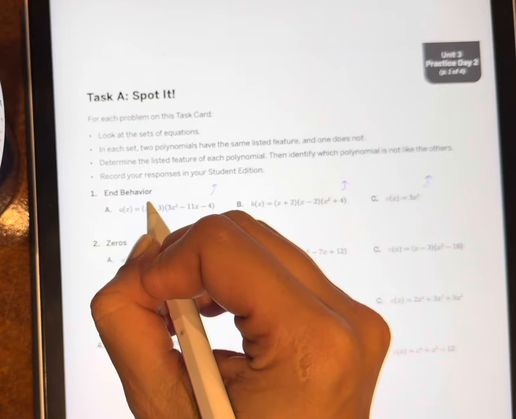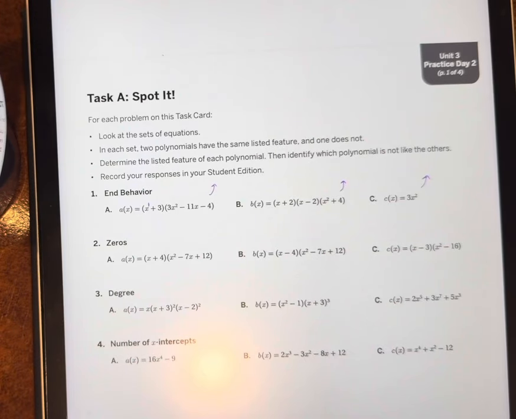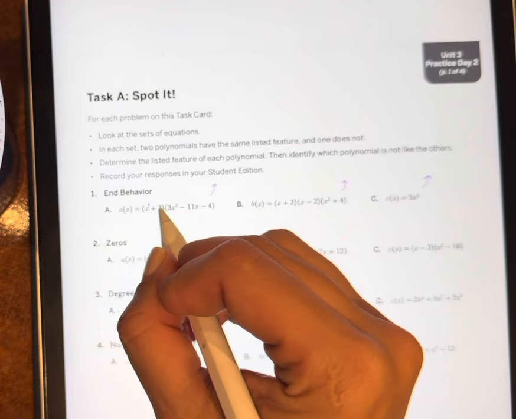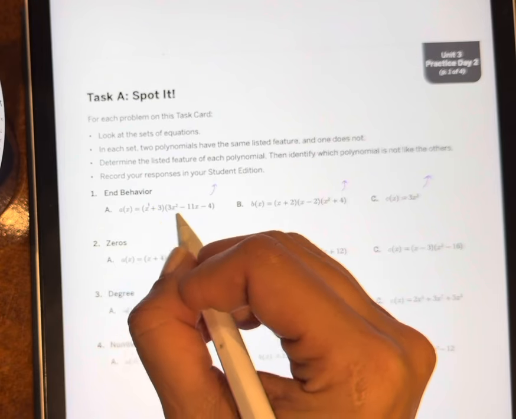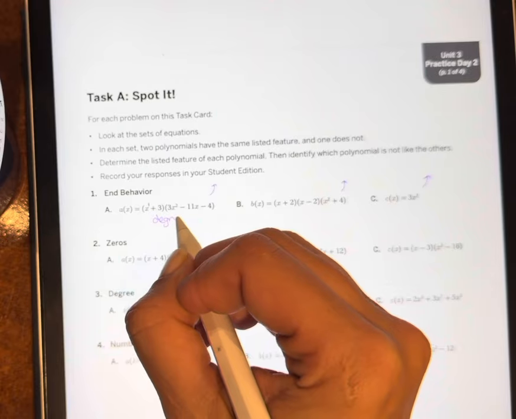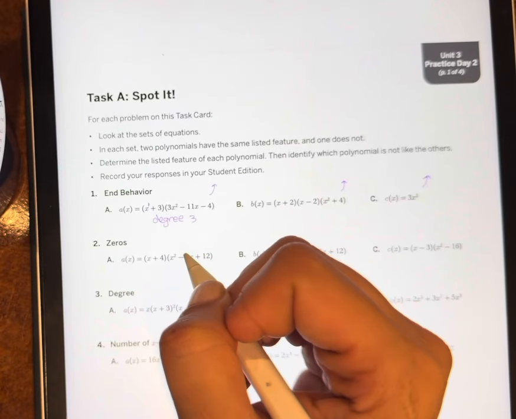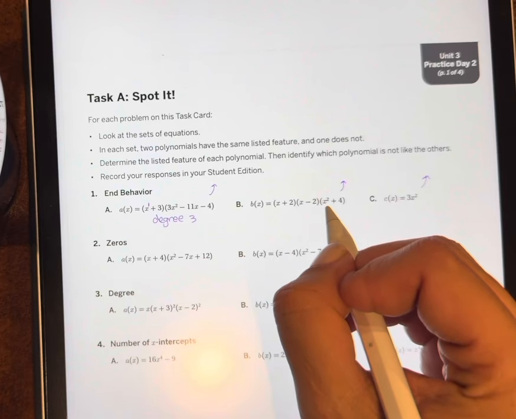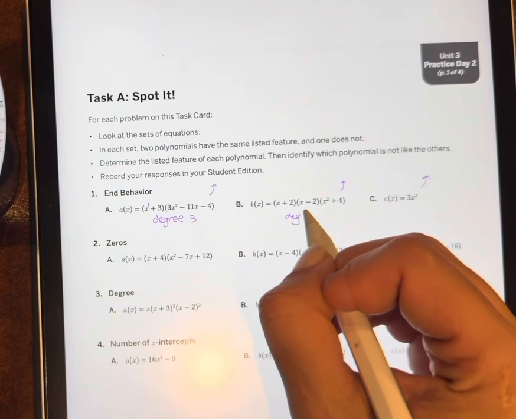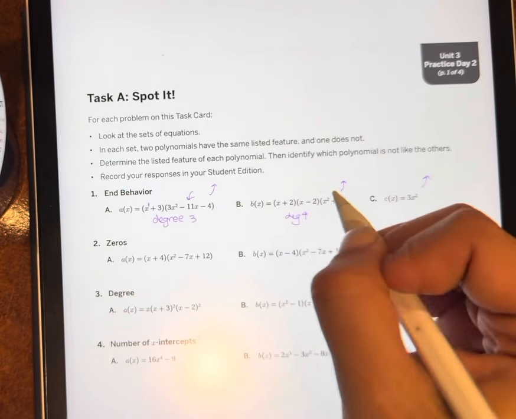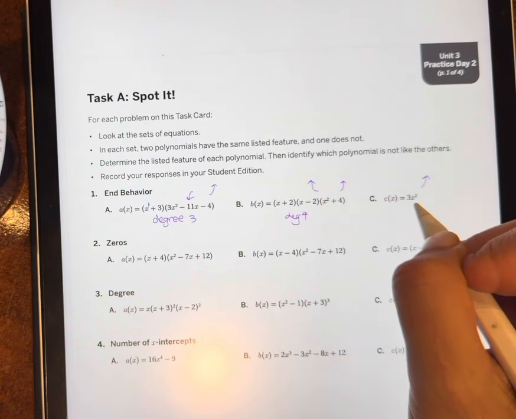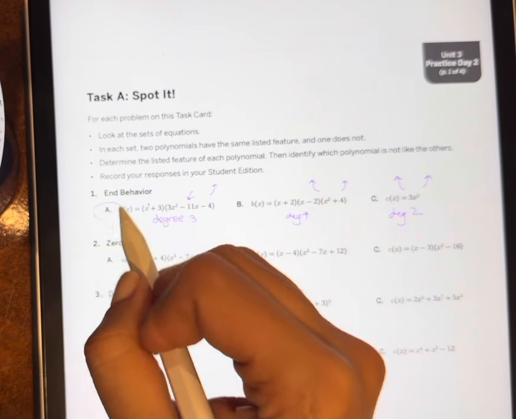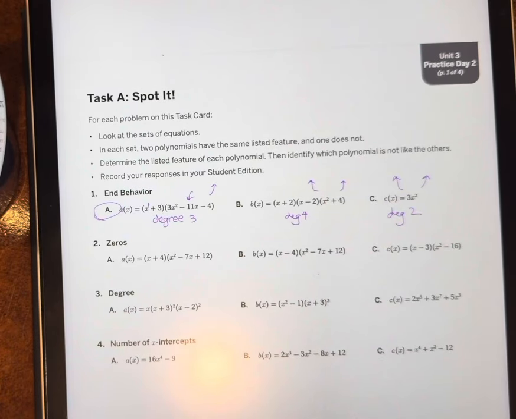So this is a 1 right here, and there's a 2. So if I add the degrees, when I multiply these through, this is going to be a degree 3. All right? This one right here, 1, 2, 3, 4. This is a degree 4. Okay, so this one starts this way and this one goes this way. So let's see what this guy is. Ooh, he's a 2. So this one's end behavior is not like the others.